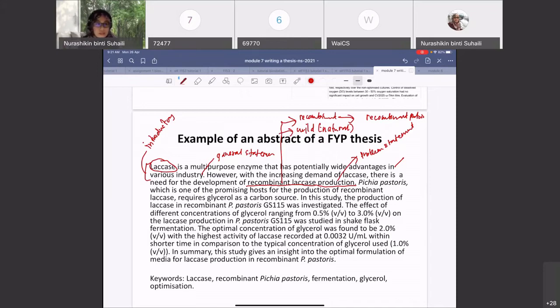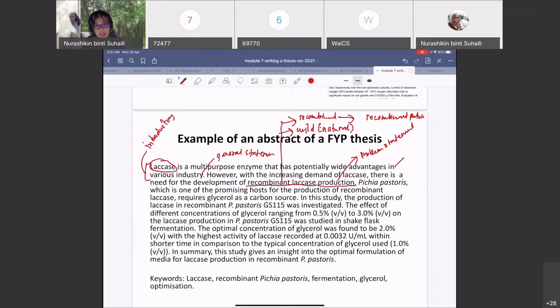We cannot rely on wild type alone because laccases are important enzymes. They have wide applications. So in order to boost the production, we need to develop recombinant organisms to produce laccase. Okay, so that is actually the problem: the increasing demand of laccase, and so there is a need for recombinant laccase production. So that is the problem statement.